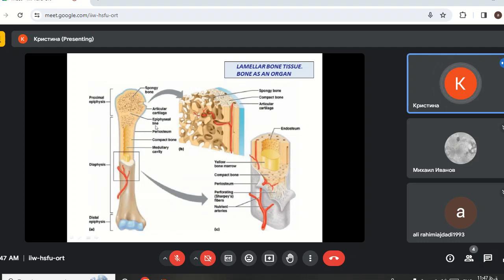It is the covering consisting of two layers, outer fibrous and inner osteogenic, which contains stem cells for the bone tissue, osteogenic cells. And the articular surface of the long bone is covered with the articular cartilage, which is hyaline cartilage.